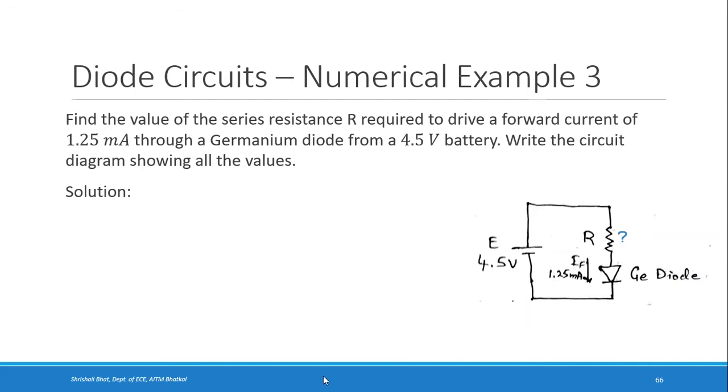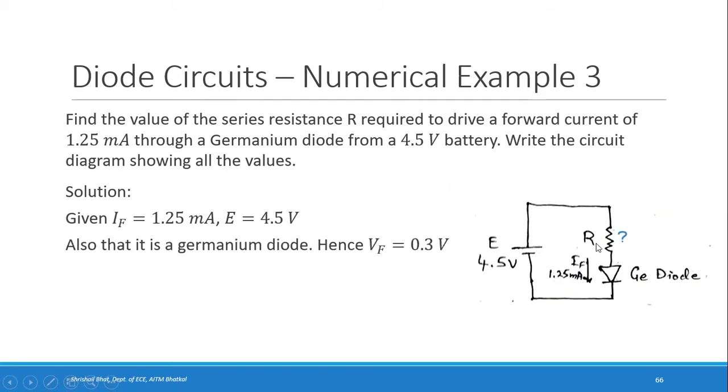So let us first write what are the given things. IF is given as 1.25 milliamps. This is forward current, so it is forward current IF. The battery is given as 4.5 volts, so you take it as E. You are asked to find the value of R. The diode is germanium diode, so VF is equal to 0.3 volts. VF means the voltage across the forward bias diode.